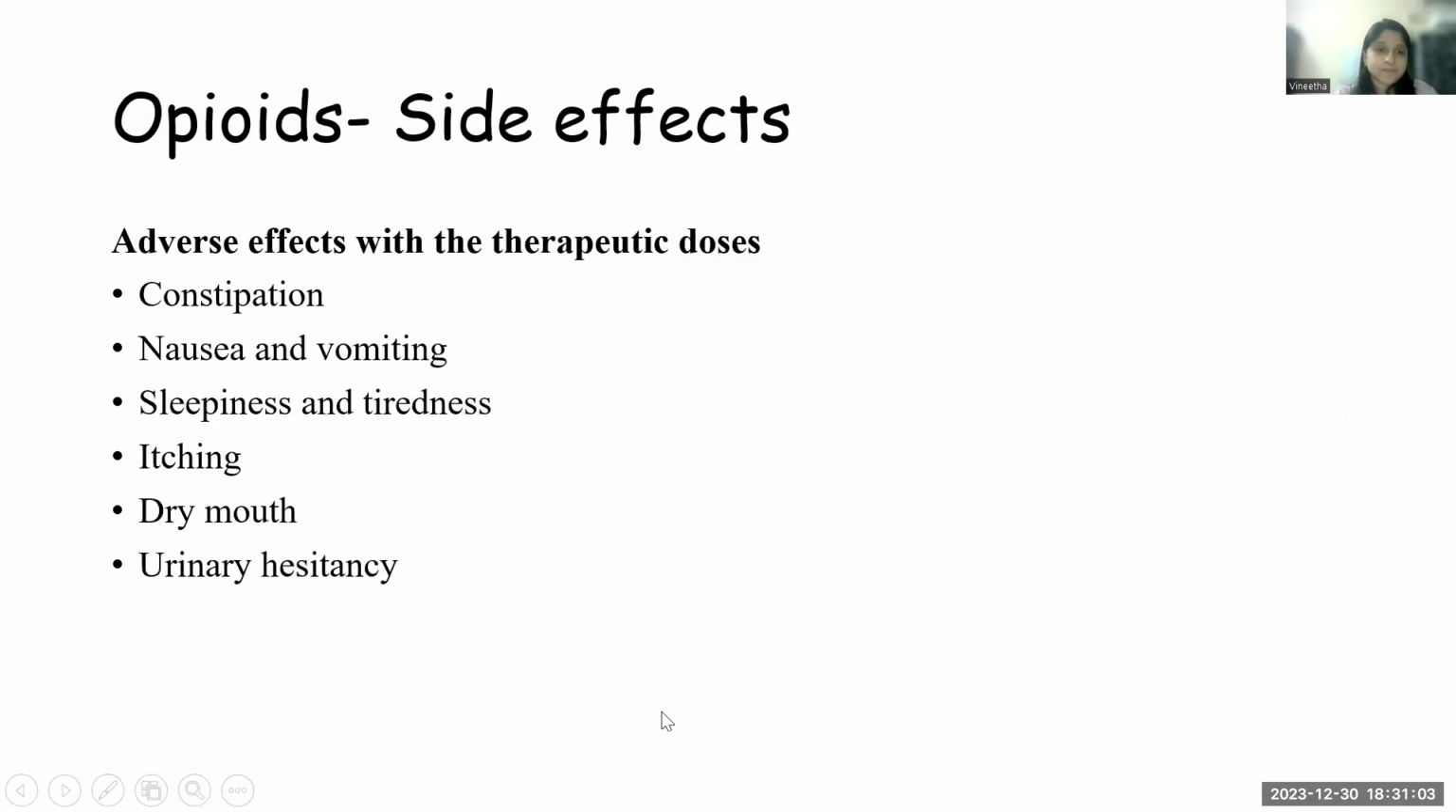And what are the side effects of opioids? Side effects are the adverse effects that occur with the normal therapeutic doses. Constipation is the only side effect that will last as long as the patient is taking morphine. All the other side effects usually last for around 3 to 5 days, and they are self-limiting. That is why we say that the hand that writes opioid should write a laxative also.